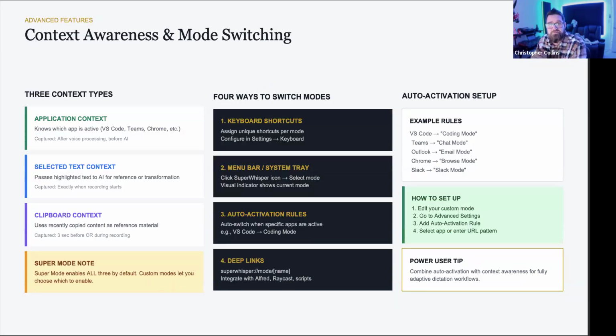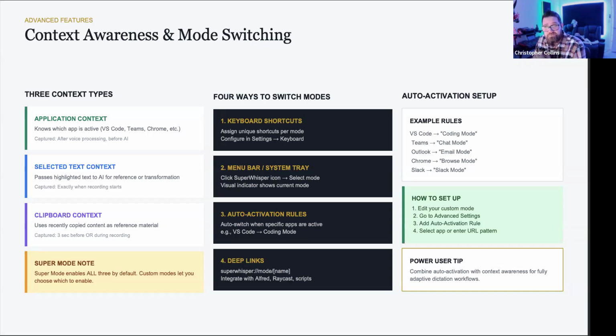So, context awareness and mode switching. This is where the power really comes out in this particular application, especially in that you can customize almost every aspect of this. The application is able to be aware of whatever application is currently under your focus. So it doesn't know every app that's currently open on your computer. It just knows which one is currently focused. And that means whatever your mouse was on and then you hit your hotkey to start a recording, that's the app that it's going to trigger off of.